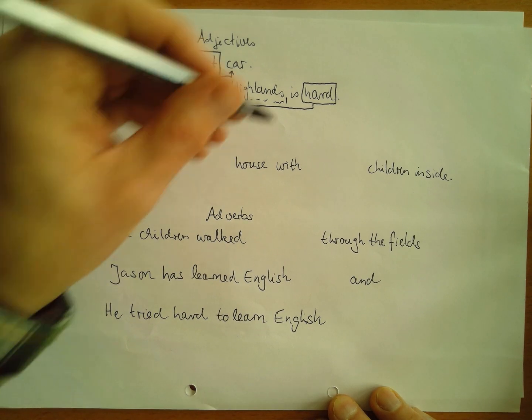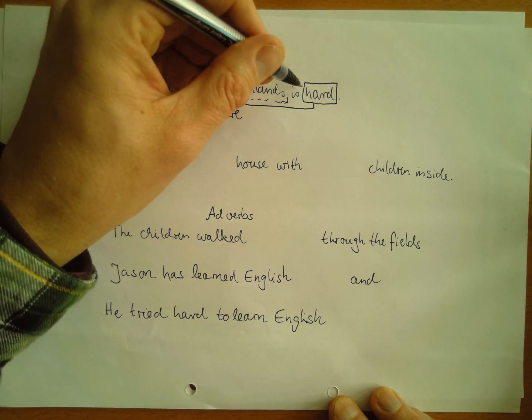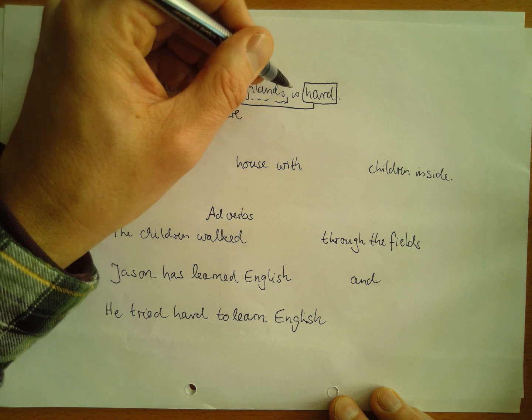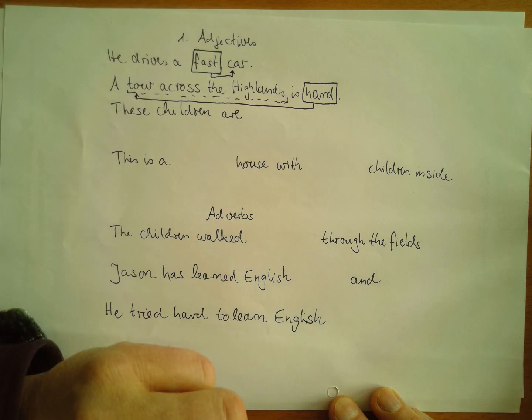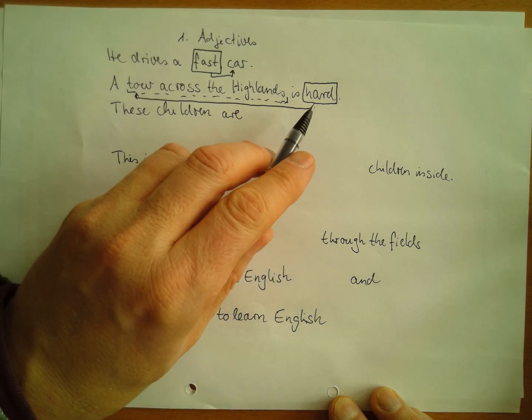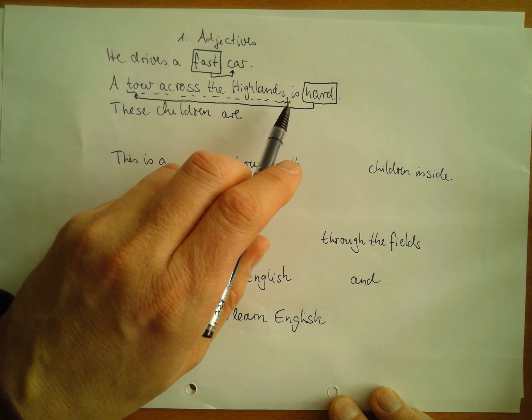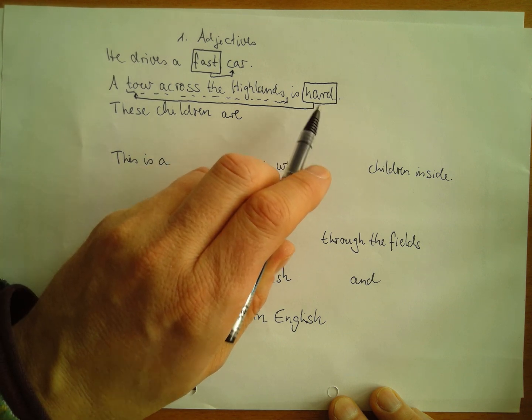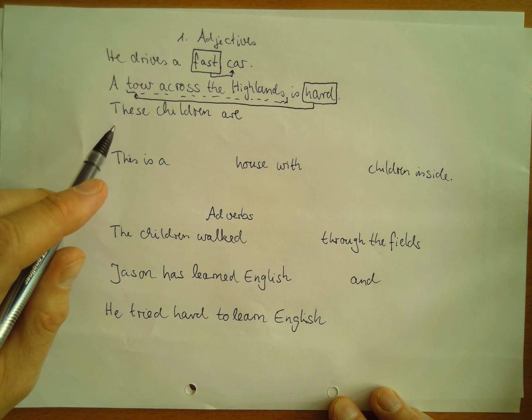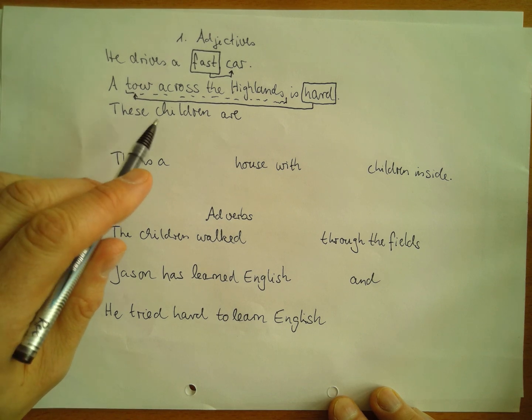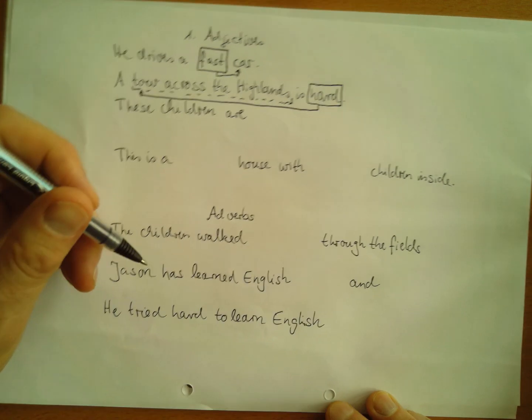And you see that especially after forms of to be, which is the case here, you normally have an adjective form. A form of to be usually needs an adjective. Let's have another sentence like that. The children, or these children, are happy.